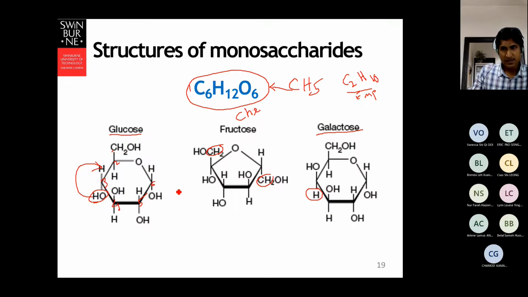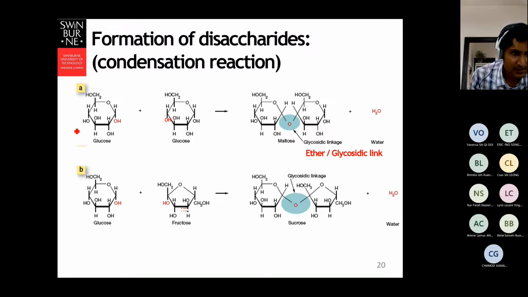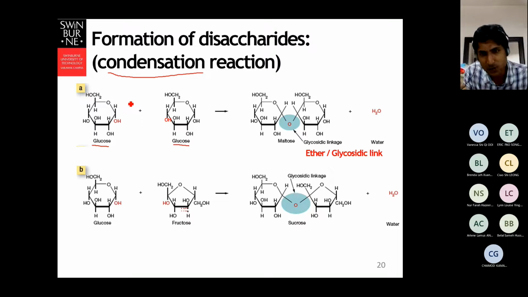When two monosaccharides attach together, there will be a disaccharide. It can be two glucose, or glucose plus fructose, or galactose plus fructose. Anyway, if any of these monosaccharides are attached or fused to each other, it will be a disaccharide. And again, this is a condensation reaction. Condensation reaction means water is going out from the reaction, right?